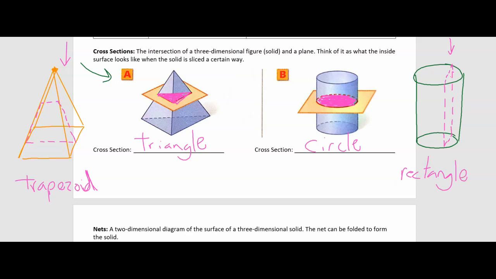So we'll do some more practice with these in class. I'll throw you a figure. I'll tell you how we're going to slice it, and you've got to try to visualize that cross-section. But again, I think these are interesting. You're taking a three-dimensional solid, you're slicing it and coming up with a two-dimensional figure.